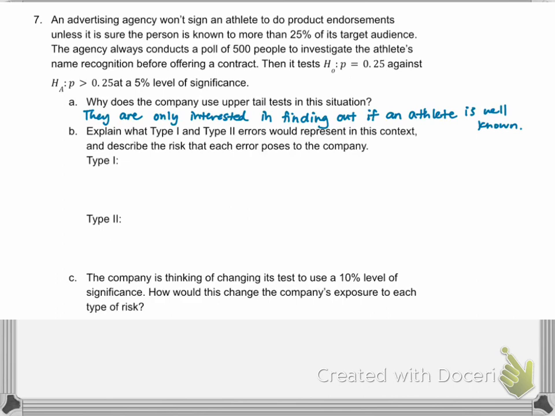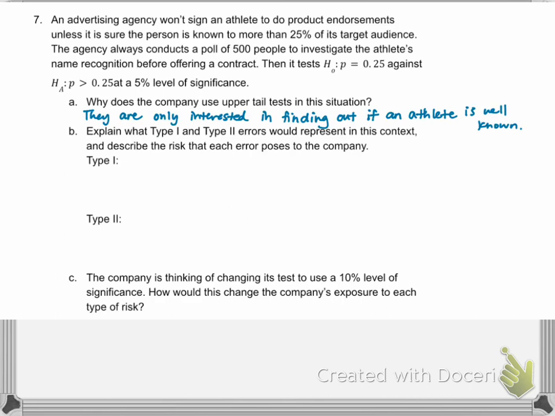And so they've got this null hypothesis of p equals 0.25. That's what they're assuming is true. And they want to see if their person has name recognition higher than 0.25. And they're doing this all at a 5% level of significance, meaning that if their p-value is lower than 0.05, they will reject. And if their p-value is higher than 0.05, they will fail to reject. That's what that level of significance means.